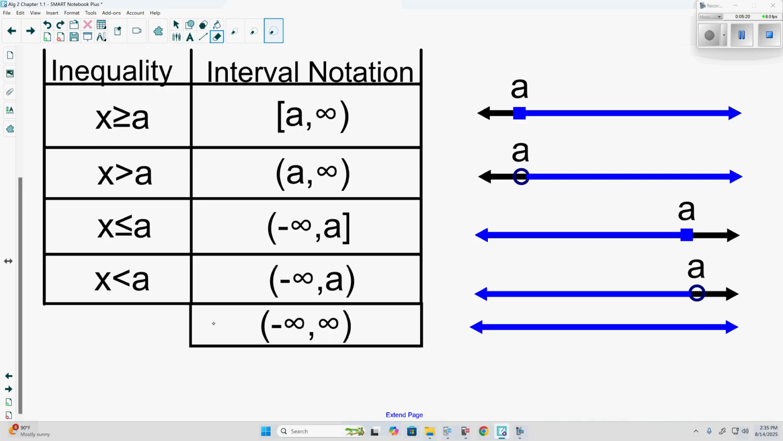The last one we have really doesn't have a single statement, but I do consider it unbounded, but we're just going in both directions. It's all real numbers. It's everything.